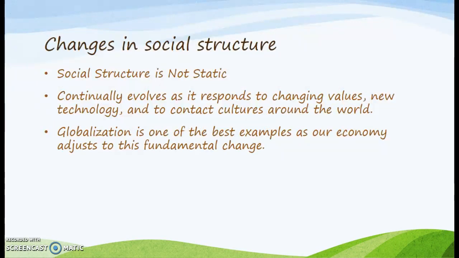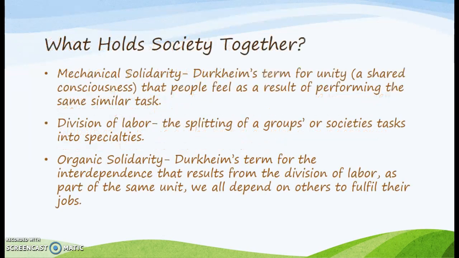Okay. So changes in the social structure. Social structure is not static. We do not today have a feudal system like Middle Ages Europe. We continually evolve, and it responds to different changes in values and new technology and contact with cultures around the world. Why did feudalism stop? Because the Renaissance came in, right? And with new education, people started to realize that they didn't have to be serfs tied to the land. Again, very different. And globalization is probably one of the best examples for our modern day because our economy adjusts to the changes that are happening around the globe, okay?